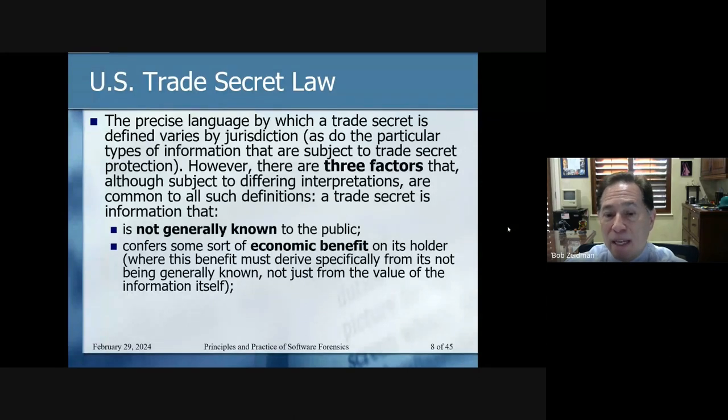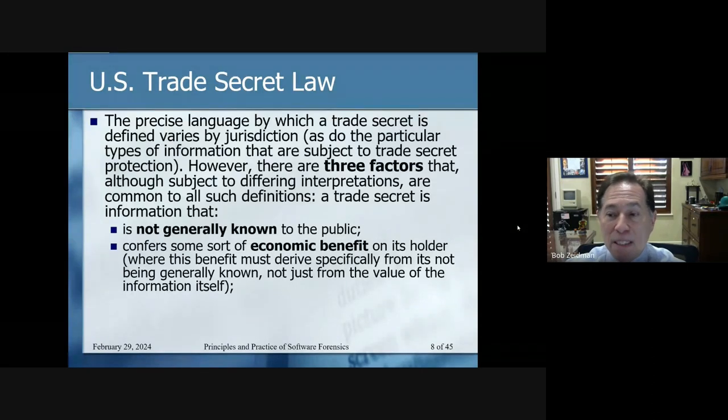It must have some economic benefit to the holder of the trade secret. So famous trade secrets, for example, the formula for Coca-Cola is a famous trade secret. And Coca-Cola has to show that the formula for the soda, you know, which ingredients it has and how to create Coca-Cola, has some economic benefit to the company Coca-Cola, which I think is pretty obvious in the case of Coca-Cola, that people drink it because it tastes a certain way. In other cases, it becomes more difficult.